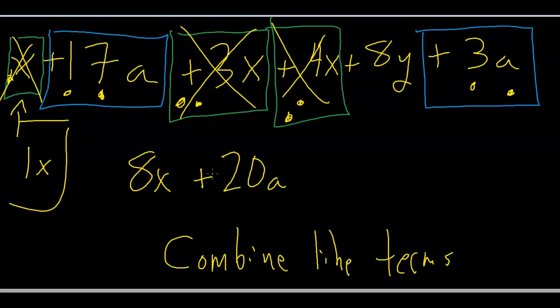And then finally, what's next? Just our only friend 8y, because it cannot be combined with anything. And now we have 3 terms. Can we do anything with this?